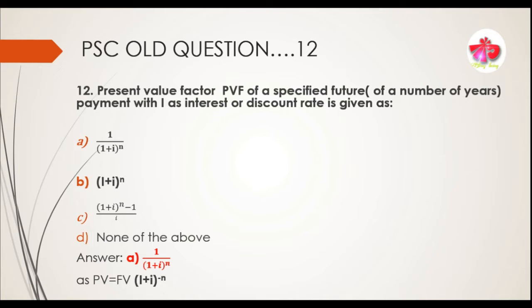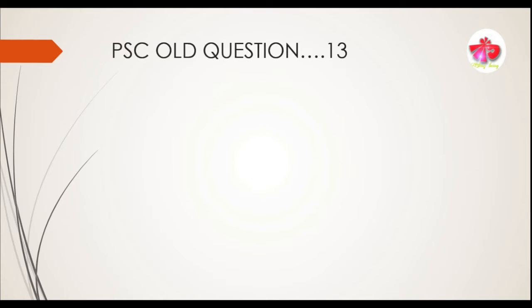So friends, this present value factor is given by the formula 1 by (1 plus i) to the power n, isn't it? Since the present value is given as the future value times (1 plus i) to the power minus n, if you divide present value by future value, you get the factor that is the present value factor PVF, and its value is 1 by (1 plus i) to the power n. Question number 13.